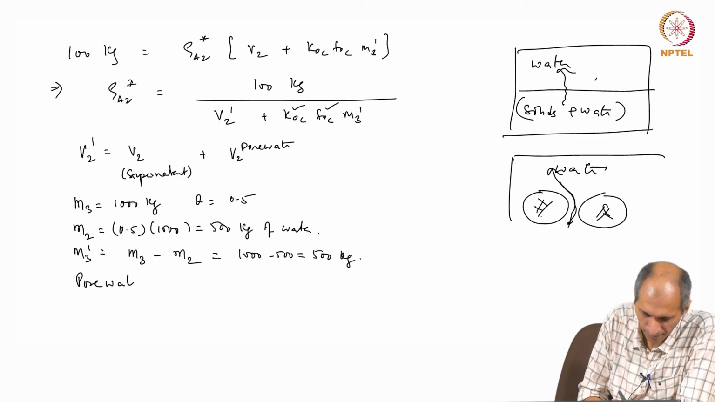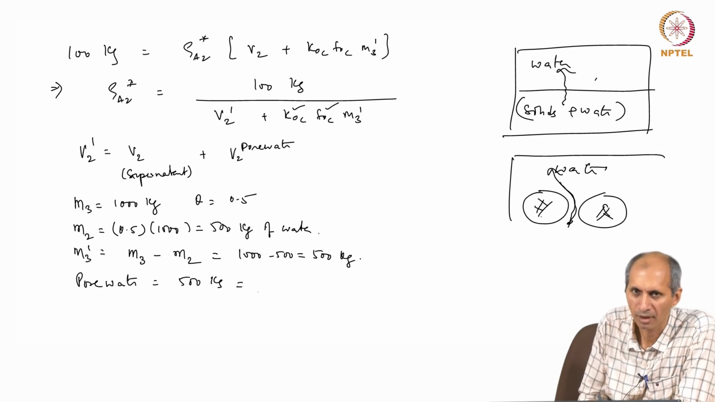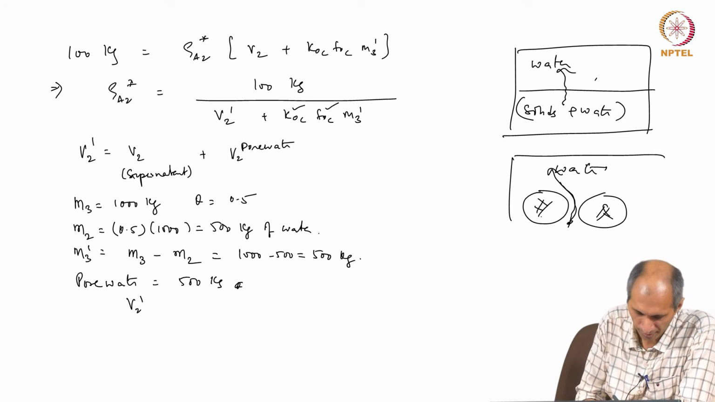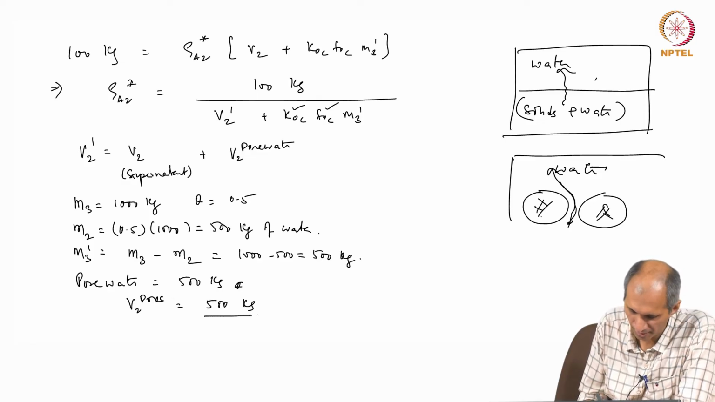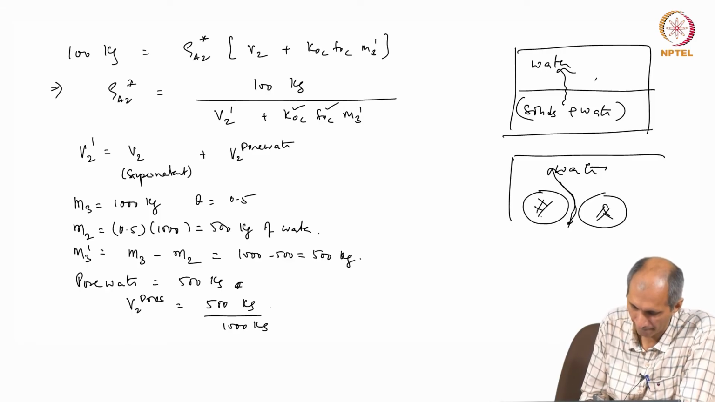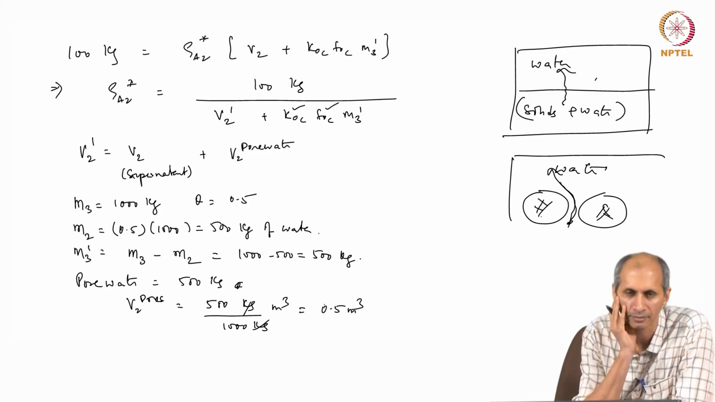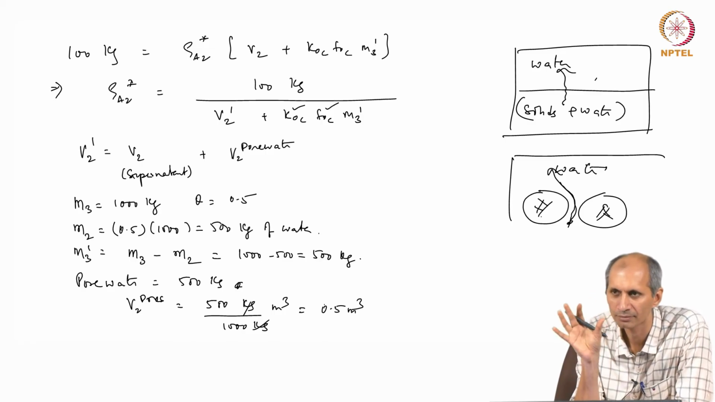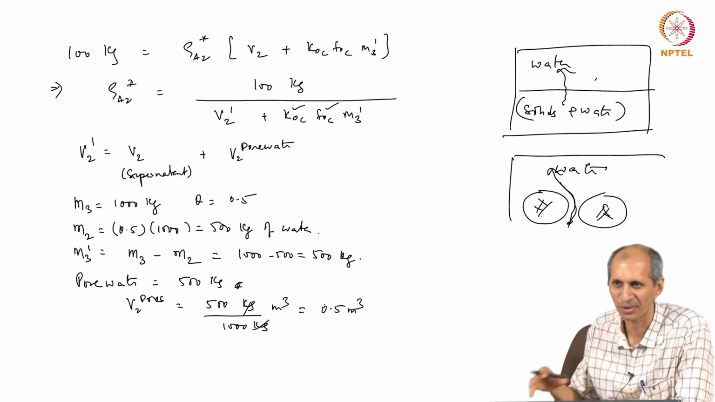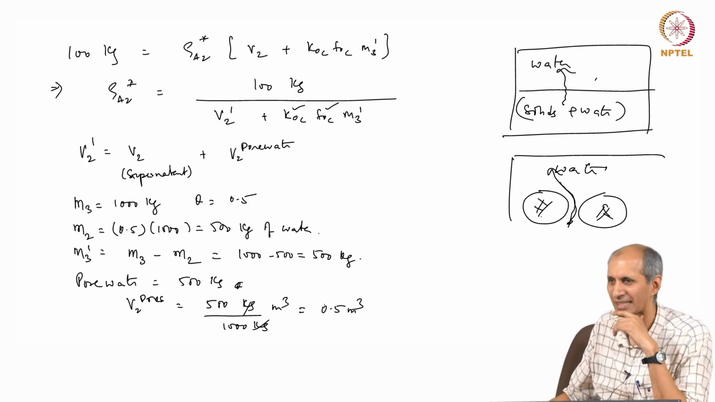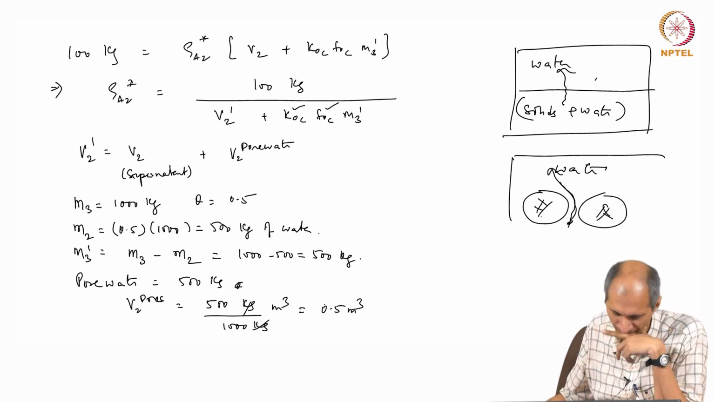So, pore water is 500 kilograms, which means the volume of pore water is 500 kilograms divided by the density of water, 1000 kilograms per meter cubed. Small number compared to the volume of water, large volume of water. So, you may even neglect it if you do not think it is important.